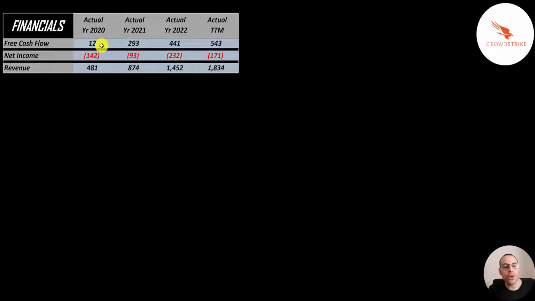So their free cash flow looks really good. It jumps from 12 million way up to almost 300 million. Then jumps up again to 441 million, then 543 million in the trailing 12 months. Net income is the profit or loss on the income statement. It's revenue minus expenses. And it looks like they have a lot of non-cash expenses because they have negative net income each year. Revenue is the sales for the company, and that goes up from $500 million to 1.8 billion, so that looks really good.